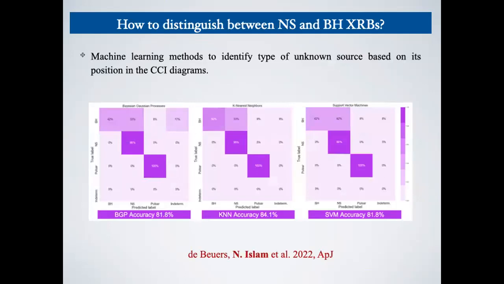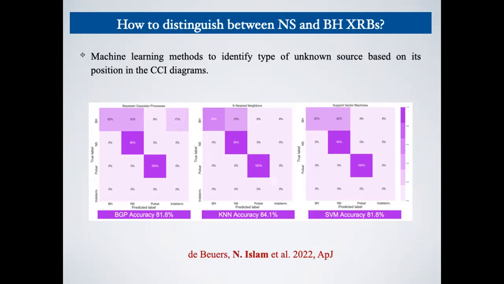So what we are showing here, I'm sorry about the labels, is a case where we know this source is a neutron star. Let's see if our machine learning can predict the correct type. So we have the true label versus the predicted label. If you have a pulsar as a true label, it always gives you pulsar as the predicted label. So it is very efficient in distinguishing pulsars, especially accreting pulsars.